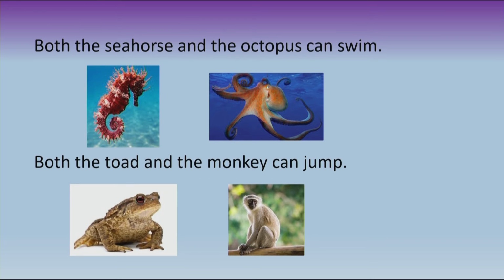Now let's look at the 2 other examples. The seahorse and the octopus. Both the seahorse and the octopus can swim. What have I been comparing this time? What have I been looking at? I've been looking at the similarities in their movement. Do you see the word I've used? The word both, we usually use it to compare the similarities. Both the seahorse and the octopus can swim.